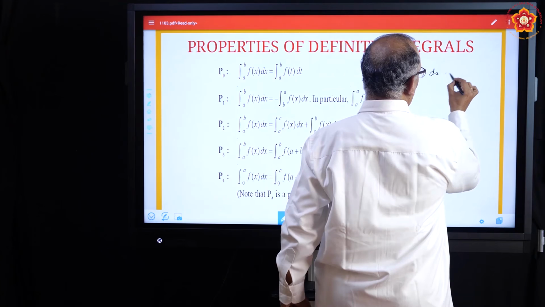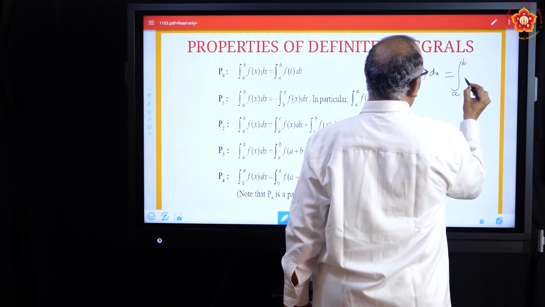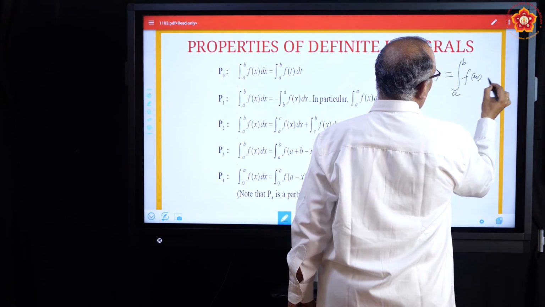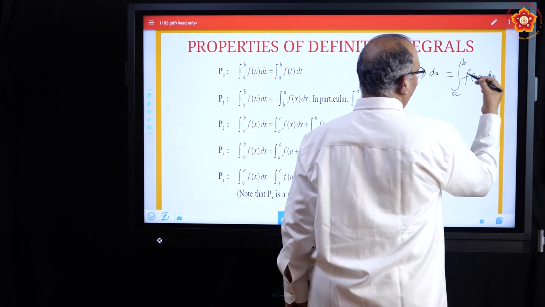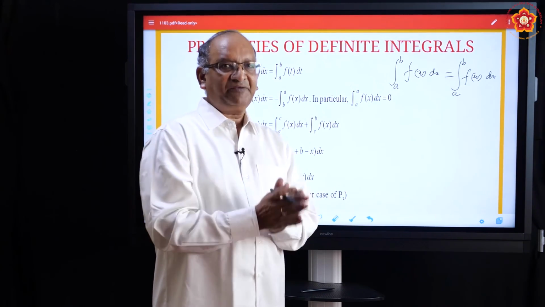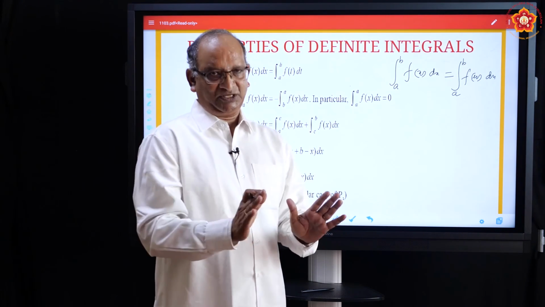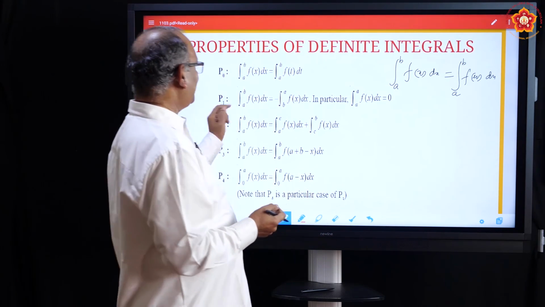That is, you can change x to any variable if the limits are the same. ∫ from a to b f(u) du, or f(t) dt, or f(v) dv. In that way, by changing the variable, the value of the definite integral does not change. That is the first property. What is the next one?